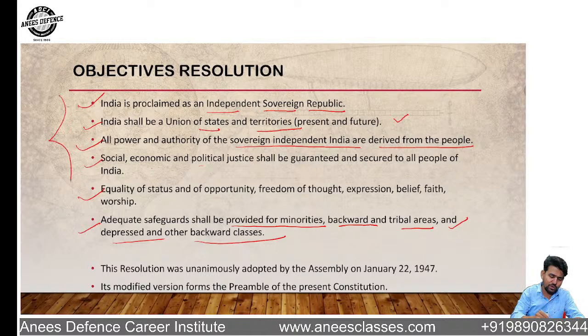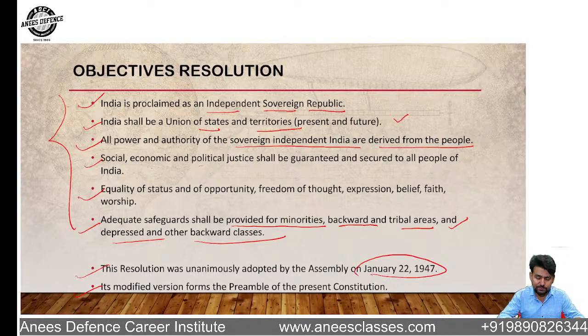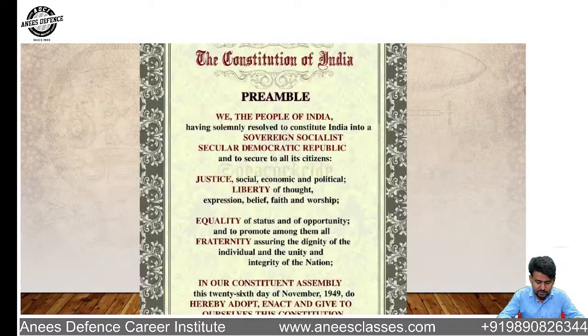So this is the objective resolution moved by Pandit Jawaharlal Nehru on 13 December 1946, and the modified version of this objective resolution forms today's preamble. That means the preamble of the present constitution of India. This resolution was unanimously adopted by the Constituent Assembly on January 22, 1947. Okay, and this is what the preamble of the present constitution is all about. You can see many words and statements are similar to the objective resolution. No wonder, because it is the modified version of the objective resolution itself, right?